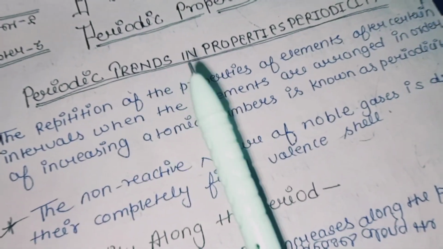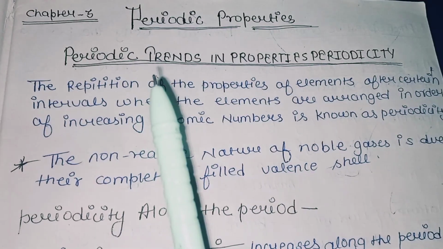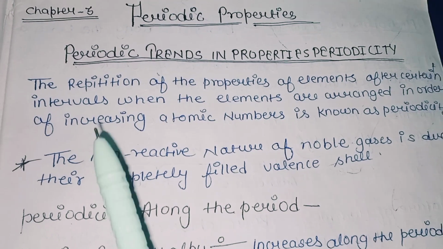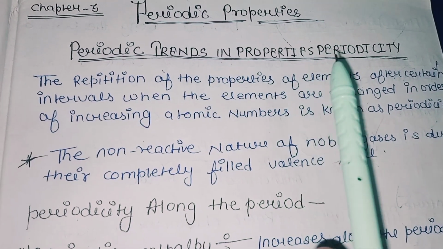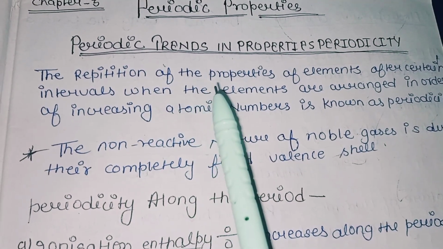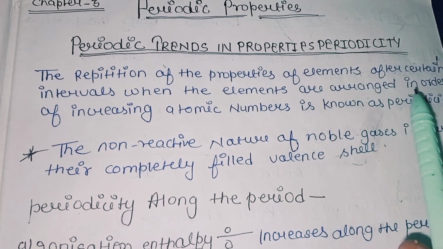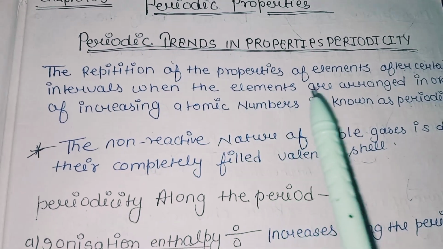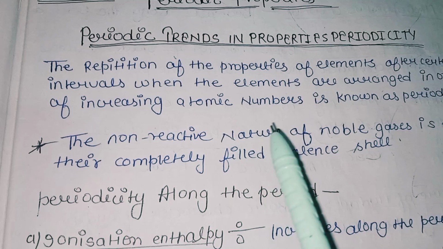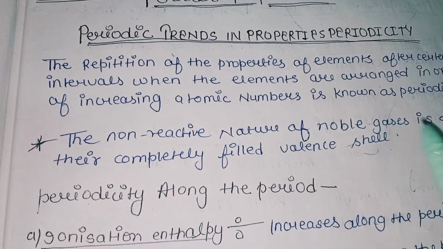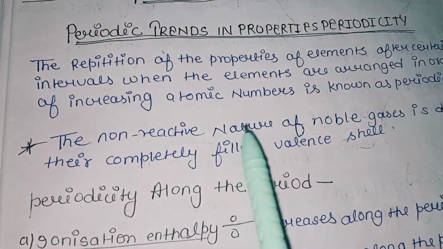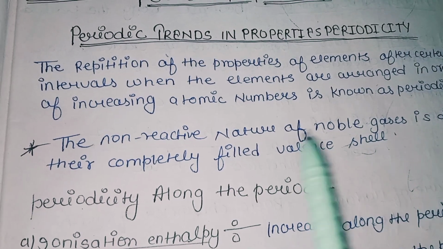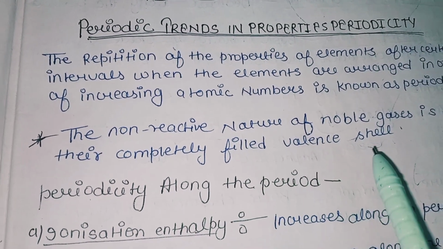Let's start this chapter. This chapter is periodic properties. Periodic trends in properties and periodicity: the repetition of the properties of elements after certain intervals, when the elements are arranged in order of increase in atomic number, is known as periodicity. And the non-reactive nature of noble gases is due to their completely filled valence shell.